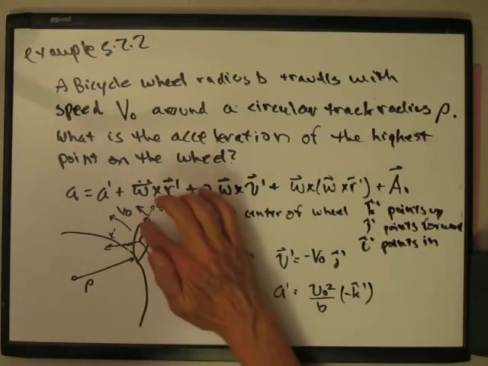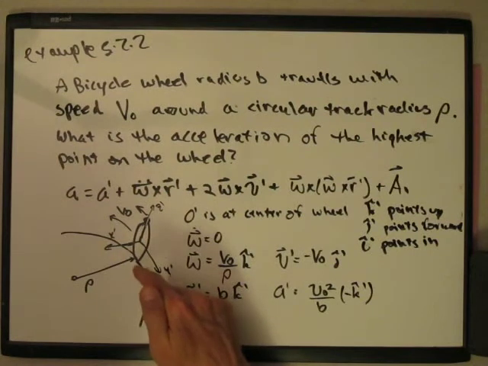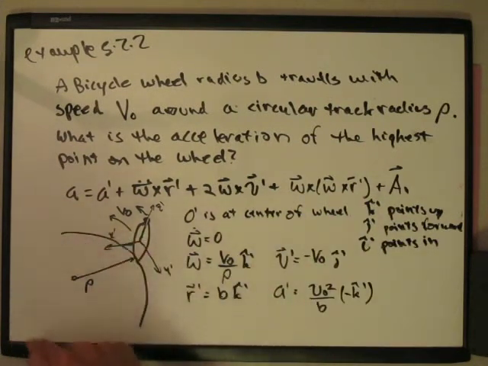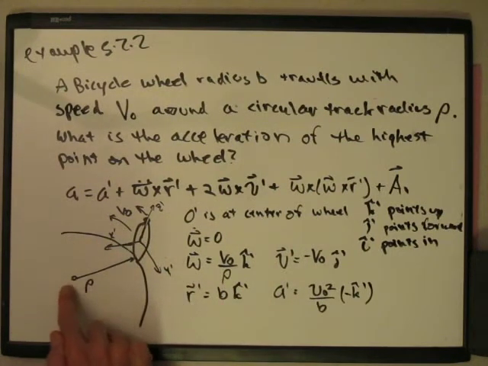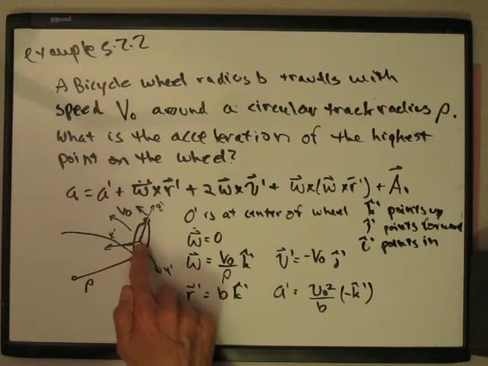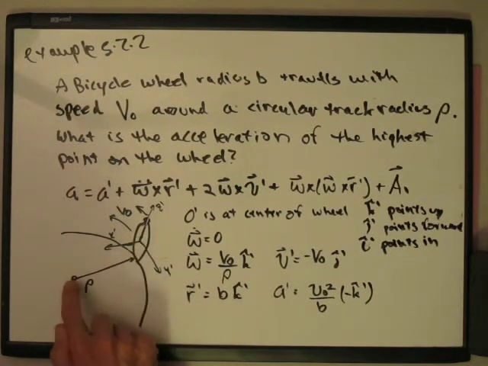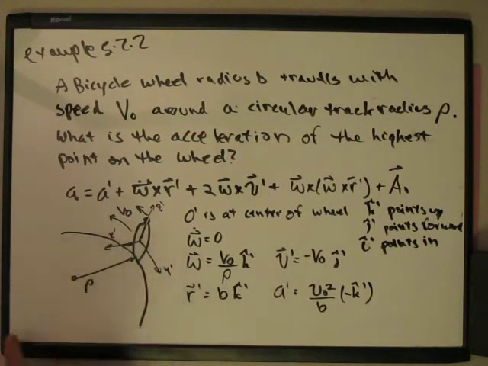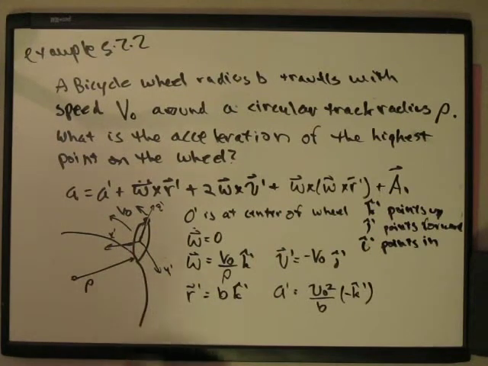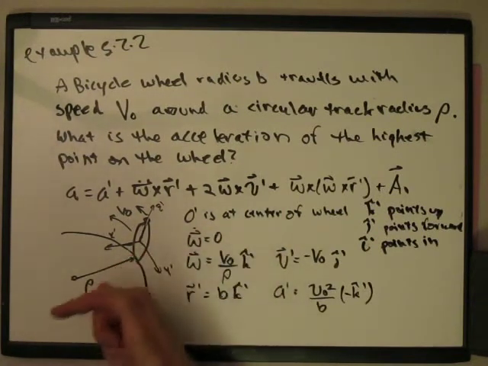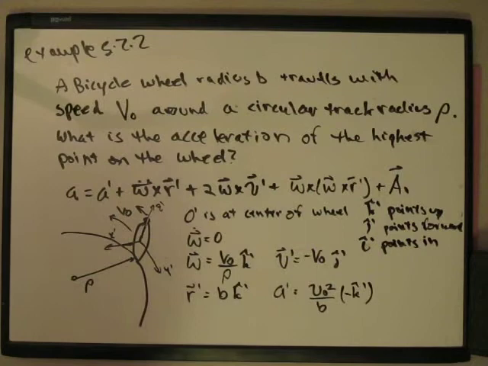A0 is the acceleration of the rotating frame relative to the inertial frame. So you can say it's the acceleration of the origin in this frame relative to the origin here, and that's just going to be a v squared over r. In this case, it's going to be v naught squared over rho in the i hat prime direction. All right, so I'm going to work all those out here in a second.